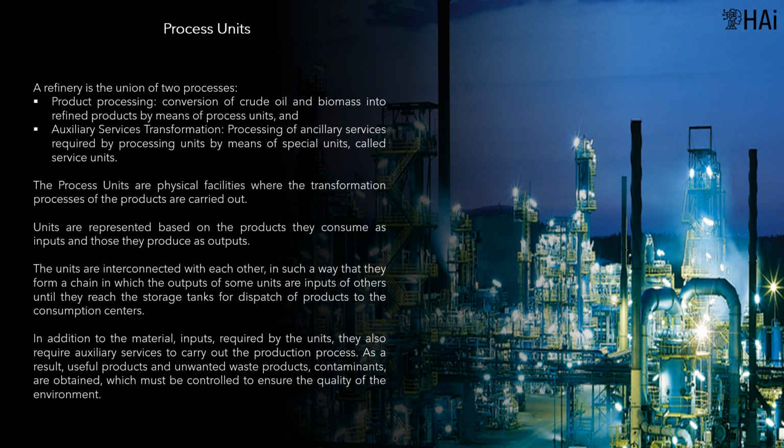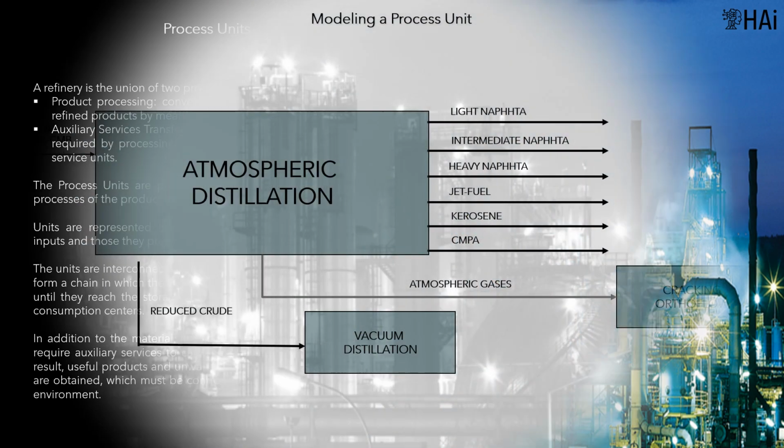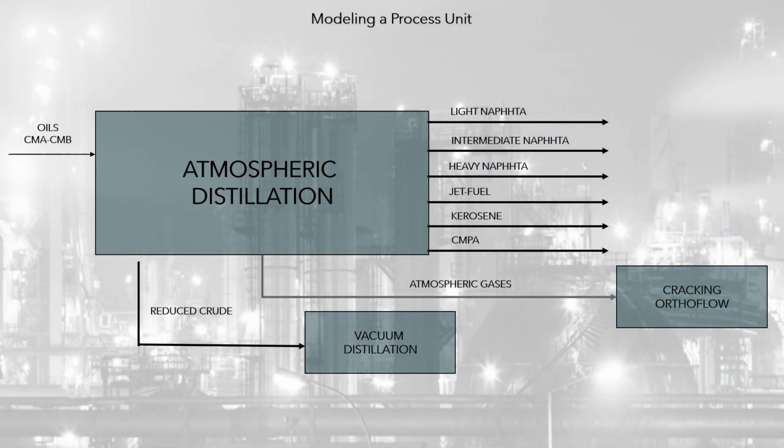Units are represented based on the products they consume as inputs and those they produce as outputs. The units are interconnected with each other, in such a way that they form a chain, in which the outputs of some units are inputs of others, until they reach the storage tanks for dispatch of products to the consumption centers. The process units are physical facilities where the transformation processes of the products are carried out.